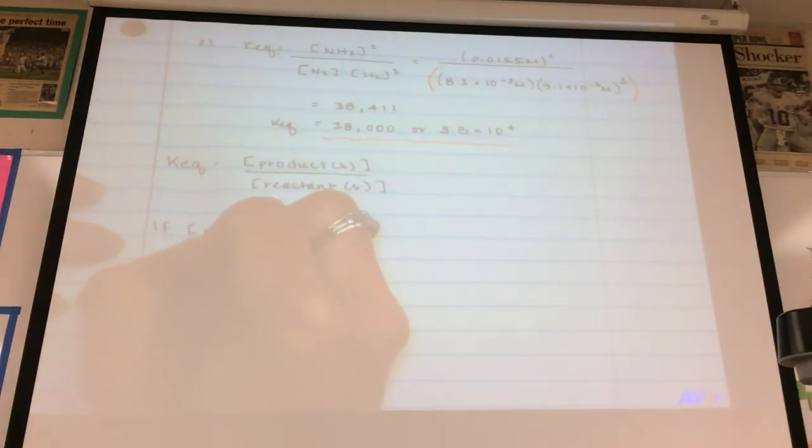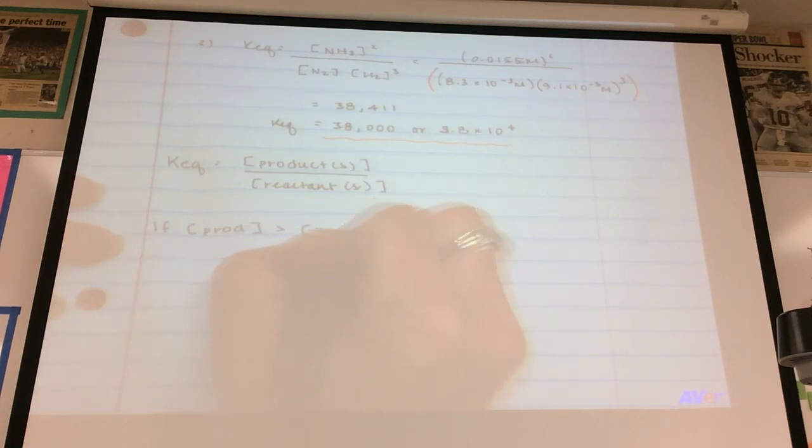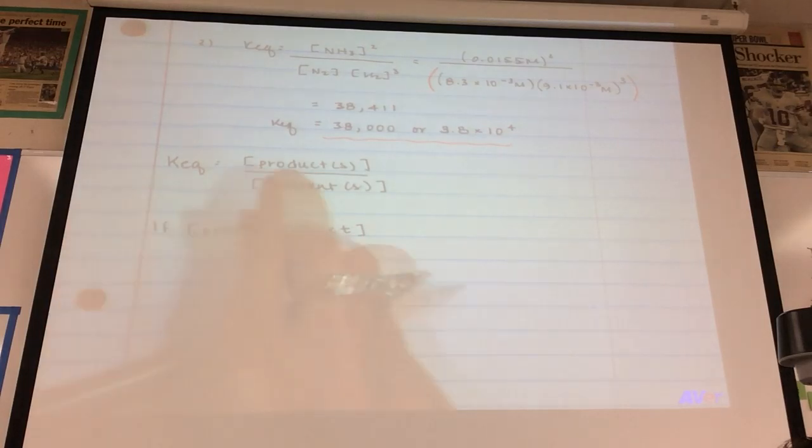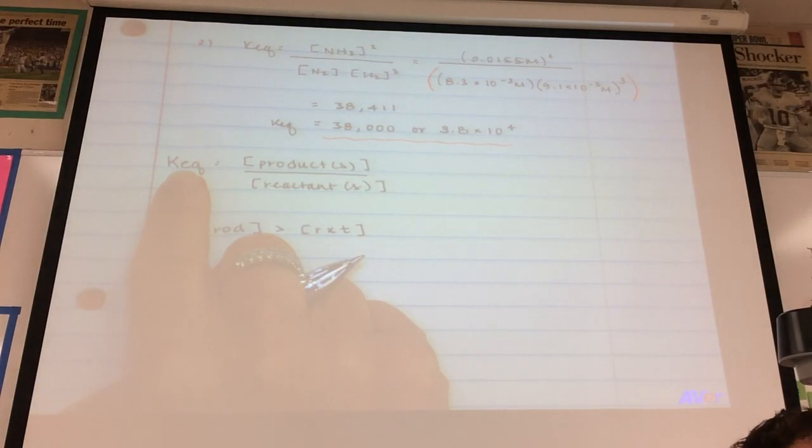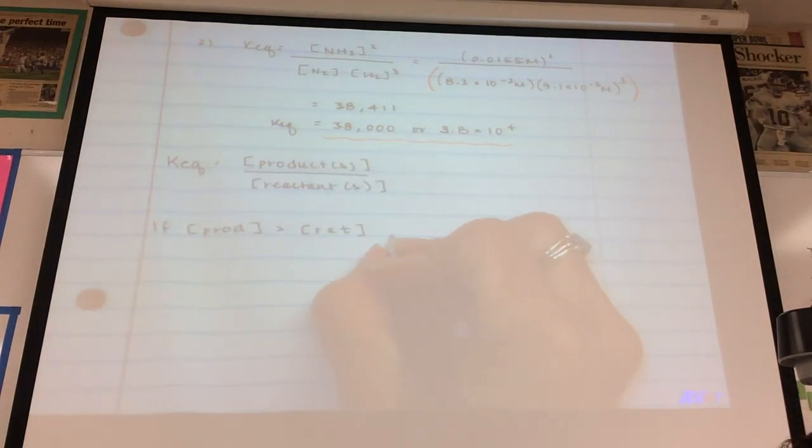If the concentration of products is greater than the concentration of reactants, that means this quantity is greater than this. Will KEQ be greater than, equal to, or less than 1? Greater.